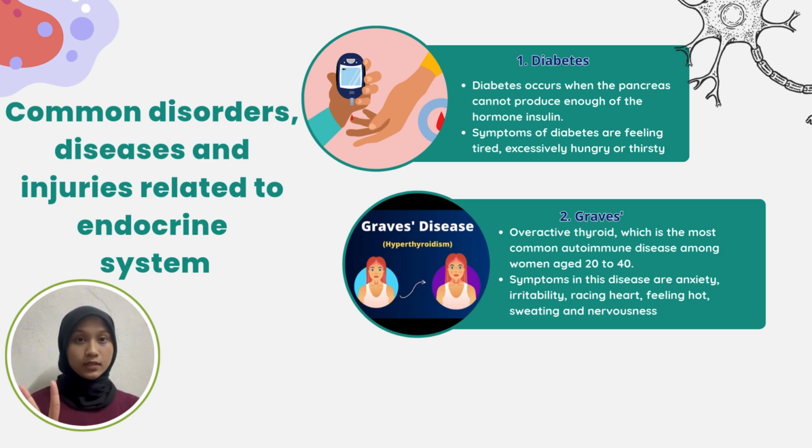I will take some examples. The first one is diabetes. Diabetes occurs when the pancreas cannot produce enough of the hormone insulin. Symptoms of diabetes are feeling tired, hungry, or thirsty. The second one is Graves' disease, an overactive thyroid, which is the most common autoimmune disease among women aged 20 to 40. Symptoms are anxiety, irritability, racing heart, feeling hot, sweating, and nervousness.